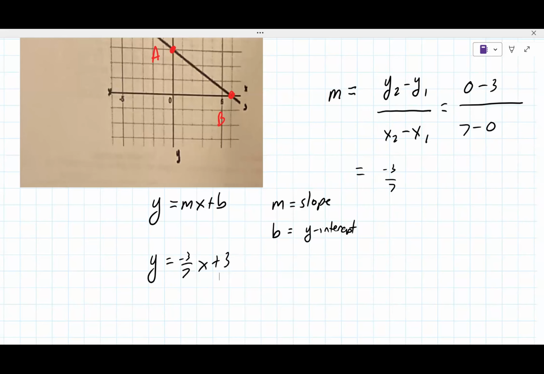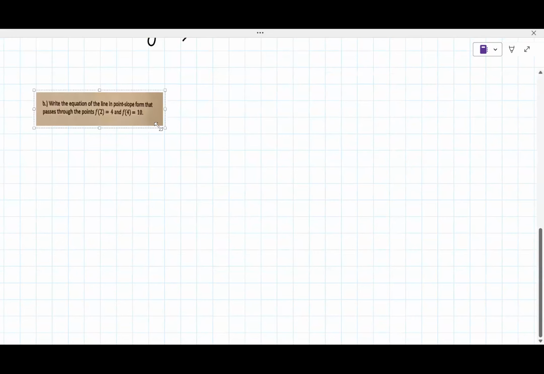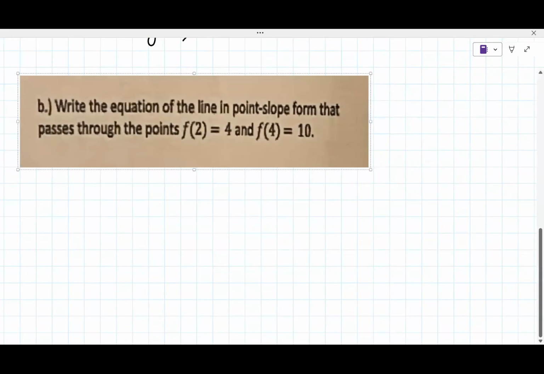You get all that down. Okay. There we go. All right, so let's look at another question here. I'm sorry, there's a part B to the 3A. So here we'll do part B. Actually, why don't you read this for us? Could you read that out loud for us, please? Write the equation of the line in point slope form that passes through the points f2 equals 4 and f4 equals 10. Okay, so the first ordered pair is 2, 4.